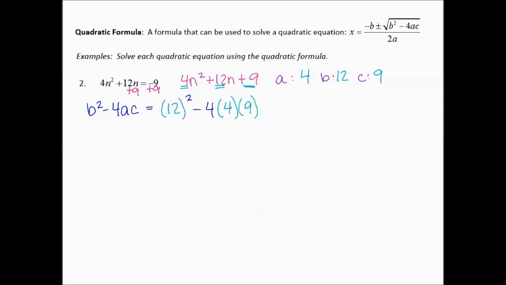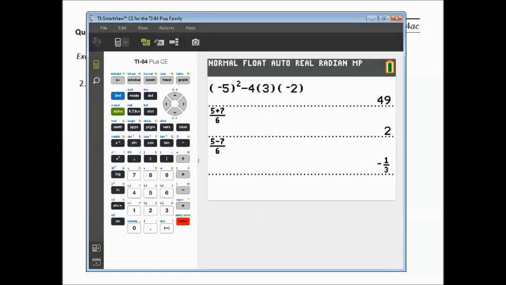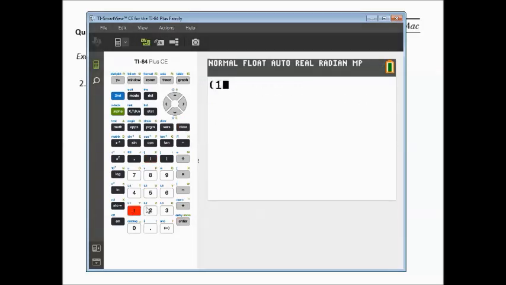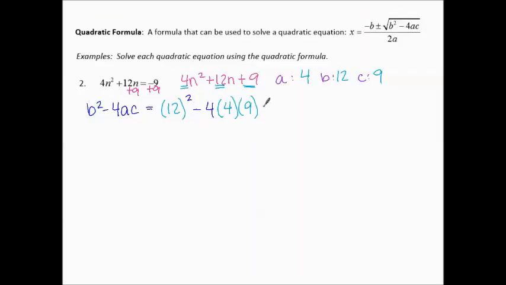So now I'm going to type that into my calculator. So I have parentheses 12 squared minus 4 times my A, which is 4, and my C, which is 9. Close my parentheses, and I get 0. So that is equal to 0.